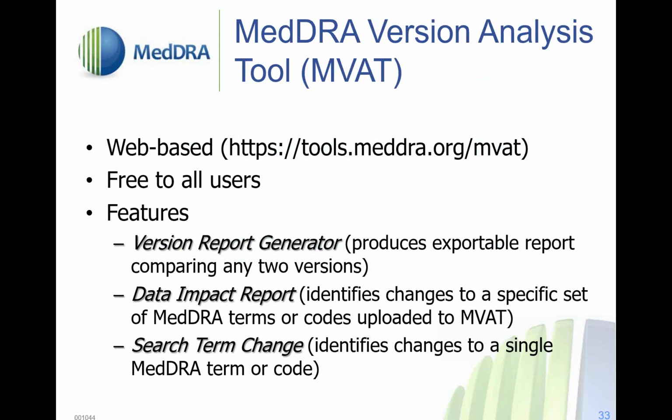You can import your own data into the tool and run it to identify what impact a different version of MedDRA has on your data. Of course, you need to know what version of MedDRA your data was coded to, and you need to import your data either at the LLT or the PT level. The tool is not going to save your data, so if you forget to export your report, you need to run it again. And you can run it to search a single term change, identify the history, which I showed you on the web-based browser, but on a single term.